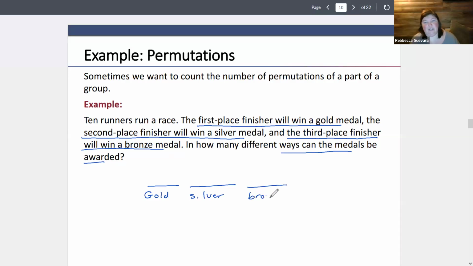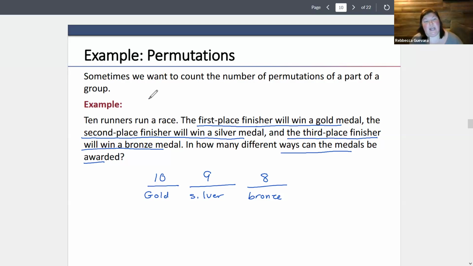So I'm just interested in the medals. If I have 10 runners, there are 10 different people who can get that gold medal. After the gold medal is gotten, we only have 9 people left who can claim that silver medal. After one of those 9 people has got the silver medal, we only have 8 people left to take that bronze medal.